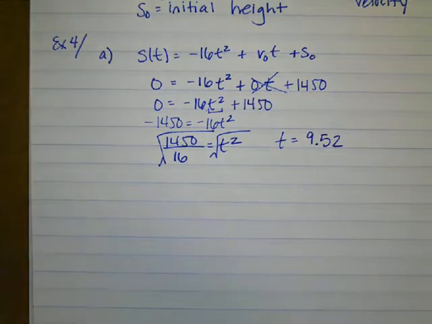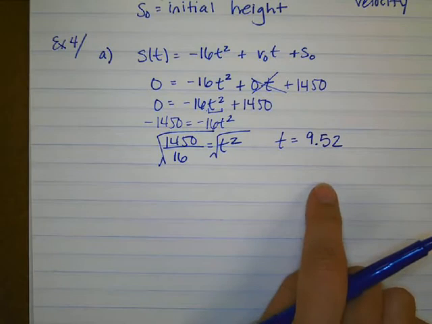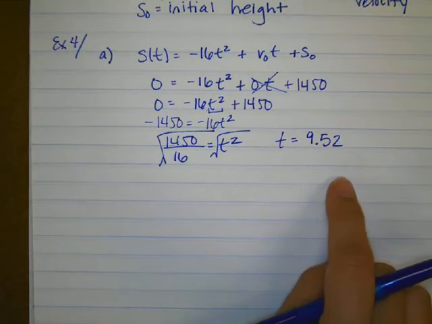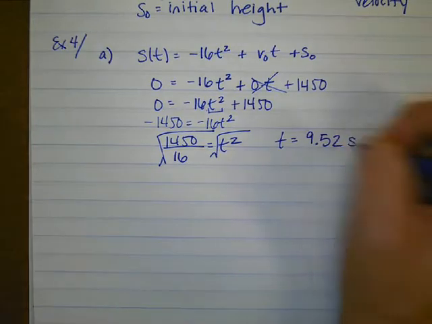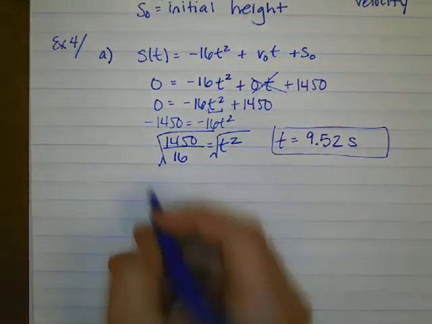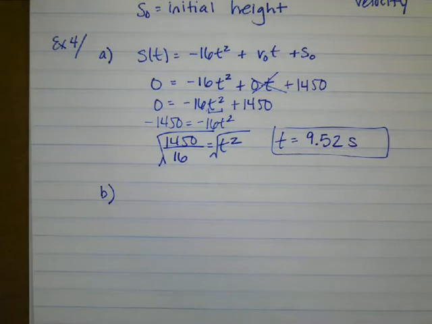Well, what were we looking for in the beginning? To answer the question, how long? Time. So it has to be some kind of time unit. Okay. So it takes 9.52 seconds for this object to drop from that height. And then in part B, it asks you how fast. So now we're looking for a velocity.